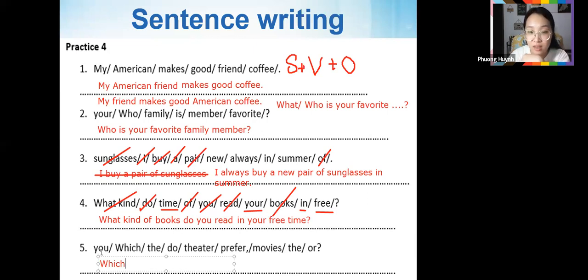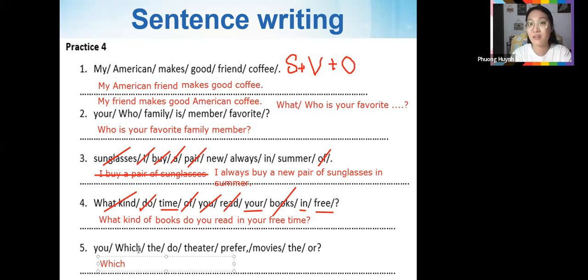Ví dụ như trong câu này cô nghĩ là nó đang muốn hỏi bạn chọn giữa xem phim chiếu rạp với lại xem kịch, tại rạp chiếu phim hay rạp kịch. Ok, bạn thích cái nào? Bạn thích coi phim chiếu rạp hay thích coi kịch? Ok, vậy thì bạn chọn cái nào nè?